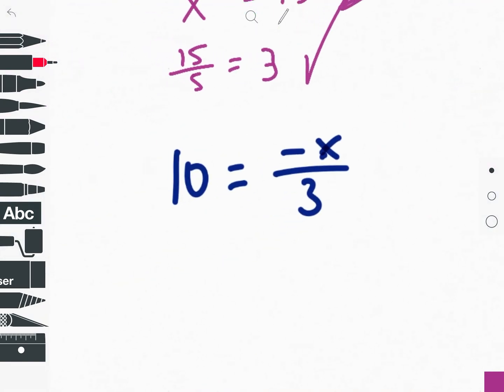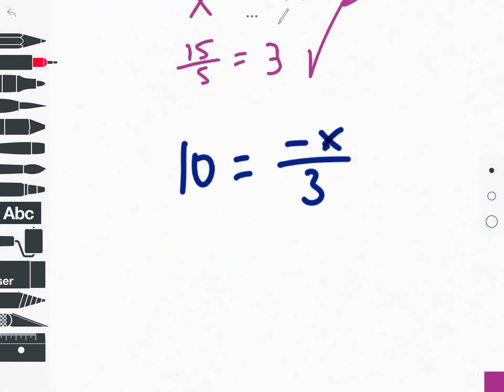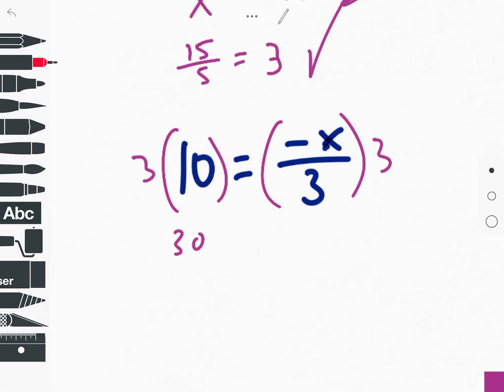Okay, let's see what's going on over here. Whoa, okay. This has two-step equation tendencies, but let's just deal with it. Okay, x is being divided by 3, so I'm going to multiply by 3, but you already knew that because that's what we've been doing. 3 times 10 is 30 equals negative x.